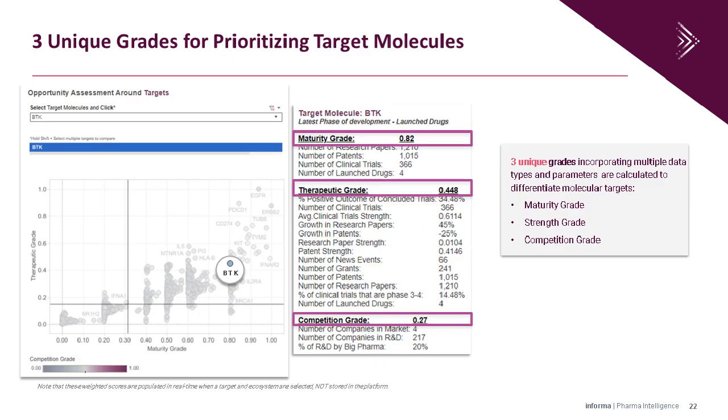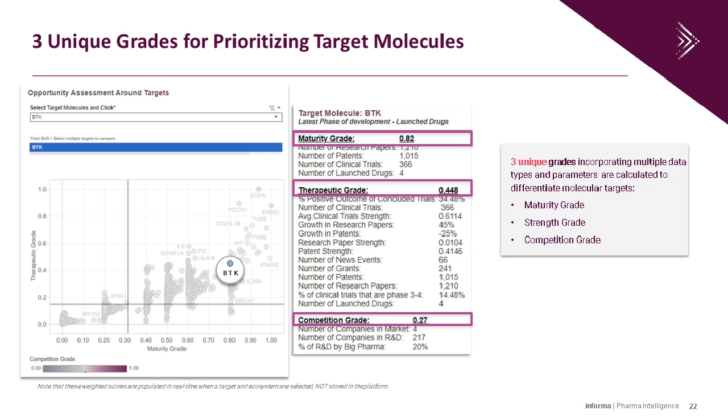To make the app actionable, we created 3 unique grades. The methodology of these grades was based on the expertise of Informa's Pharma Intelligence team. The maturity grade, as you can see on the screen, is how far a target has progressed in the drug development life cycle. The therapeutic grade examines how strong the science and evidence is of the target, and the competition grade evaluates how competitive the target is within the industry.